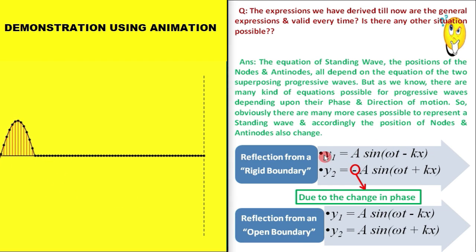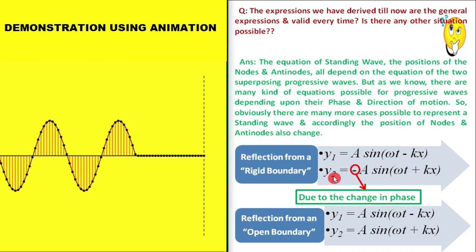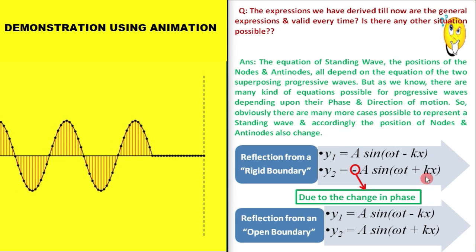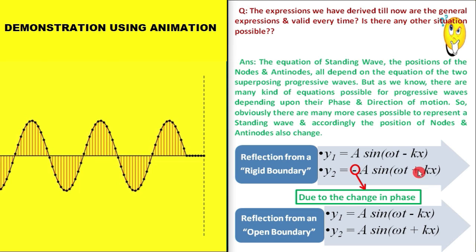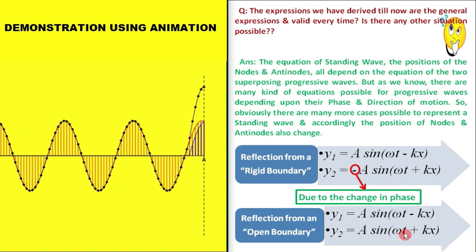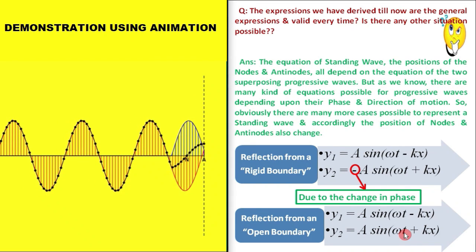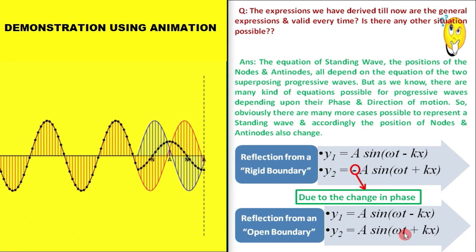See, here this equation is exactly the same. In the first case we have taken y1 equal to a sin(omega t minus kx). Here also we have taken y1 equal to a sin(omega t minus kx). Same. You can see from the diagram also. It is exactly the same kind, same phase, everything. But there it was y2 equal to minus a sin(omega t plus kx), because the minus was due to phase and the plus was due to direction. But let us check what is happening here. Here you can see the blue wave. It has the same phase, only the direction is changing.